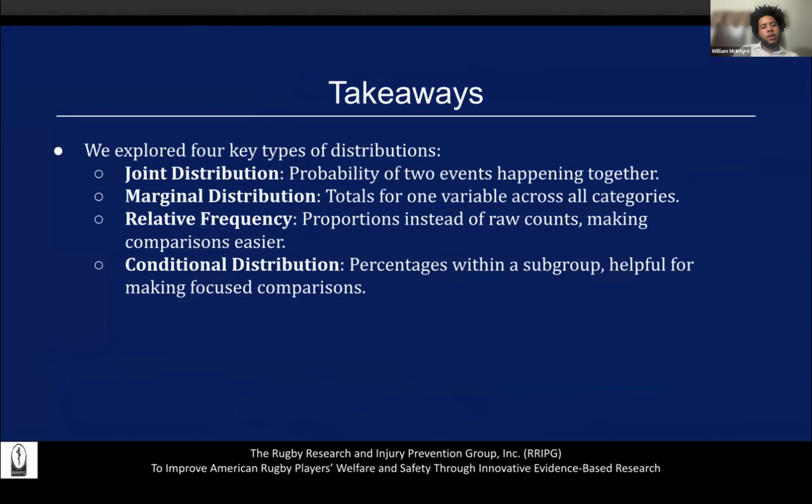Just some takeaways. We explored four key distributions. Joint distribution, which is the probability of two events happening together. Marginal distribution, which is the totals from one variable across all categories. Relative frequency, which is the proportions instead of raw counts, making comparisons easier. And conditional distribution, which is a percentage within a subgroup, helpful for making focused comparisons.